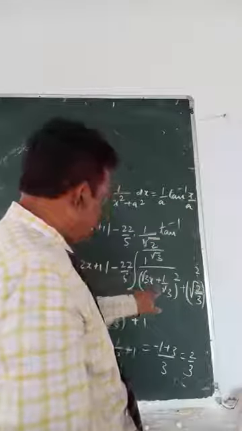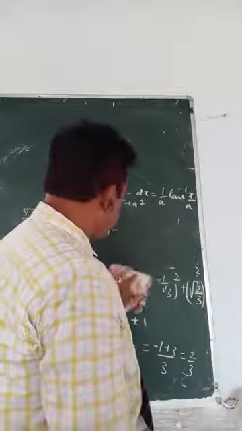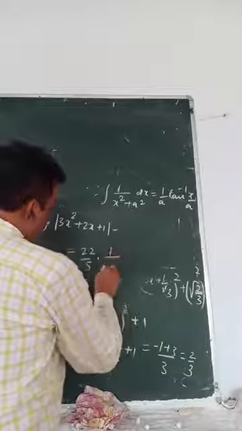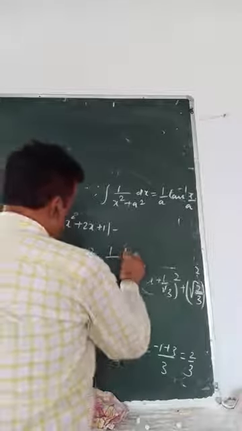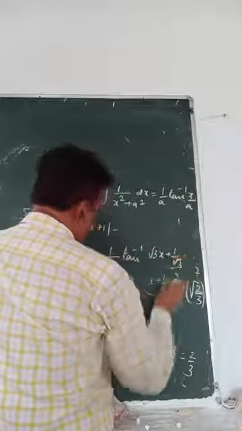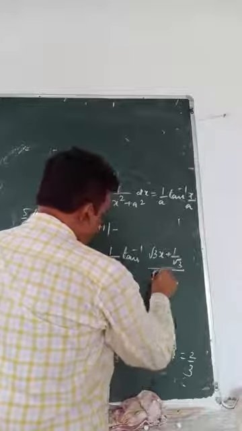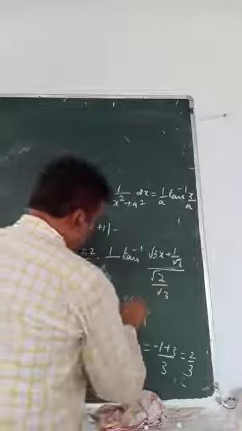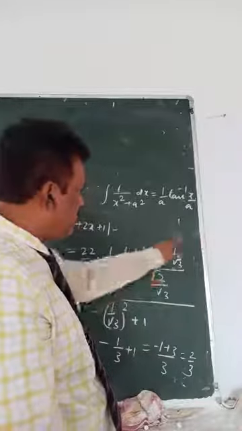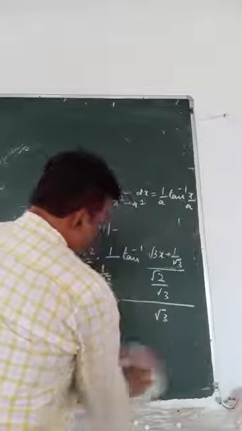This is x. So let me write it very clearly. This is getting congested. Minus 2 by 5, 1 by root 2 by root 3, tan inverse root 3x plus 1 by root 3 divided by root 2 by root 3, but whole divided by the derivative of root 3x plus 1 by root 3. Chain rule I told you. Chain rule will be root 3. Okay, you have to simplify it.